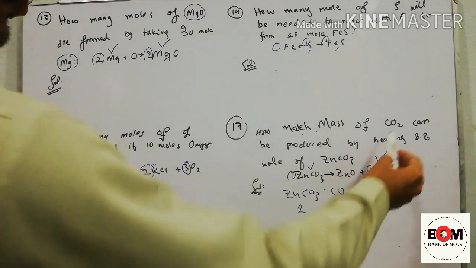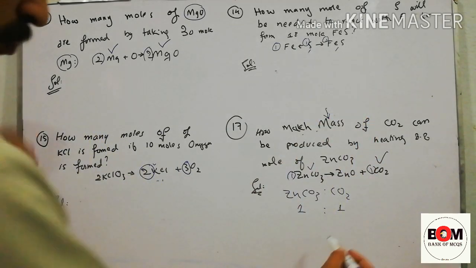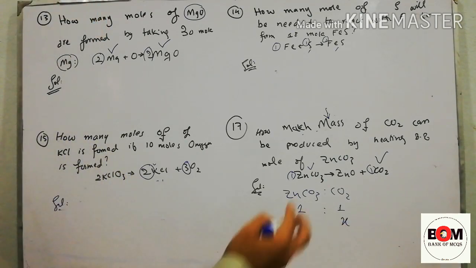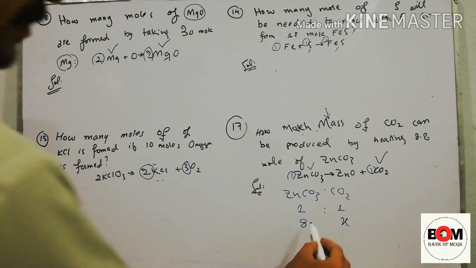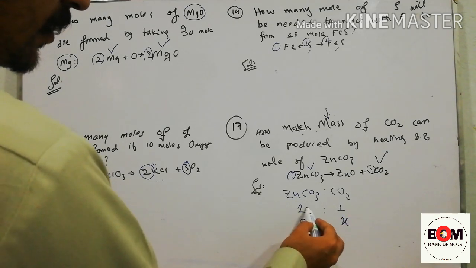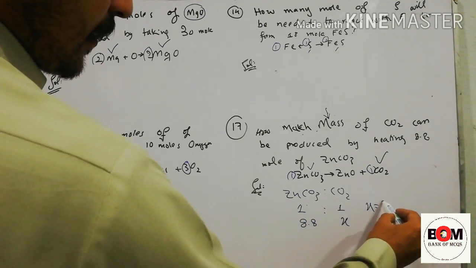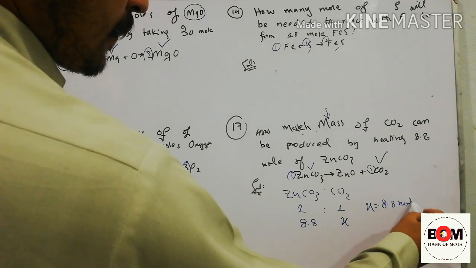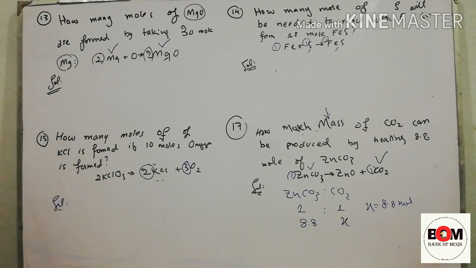Now they ask for CO2, whether mass or mole, they ask for CO2, so you will select CO2 as x. And they have given 8.8 mole of ZnCO3, so this will be 8.8 mole. And if we find it, this ratio is mole, this is mole, this is mole, so the answer will be in mole. So x multiplied by 1 is equal to 8.8 multiplied by 1 by cross multiplication. So we will get x is equal to 8.8 mole.